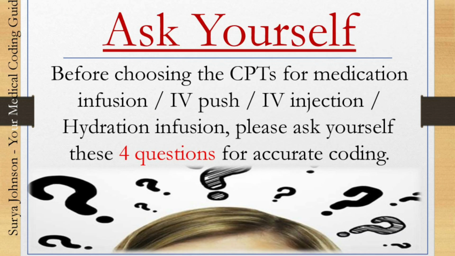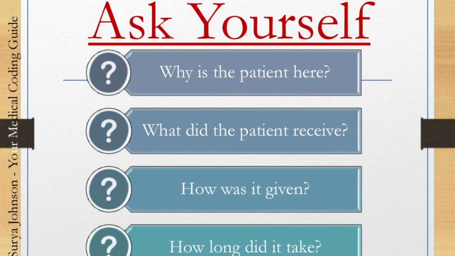So before choosing the CPTs for medication infusion, IV push, IV injection, hydration infusion, please ask yourself these 4 questions for accurate coding. What is that? The first one is you should ask yourself, why is the patient here? When you ask why is the patient here, it leads to the medical necessity, because without medical necessity, even if the documentation for the injection, infusion, hydration is correct, you cannot proceed. There should be a reason for that administration. For example, if the patient is receiving an antibiotic infusion or injection, then there should be a medical necessity met.